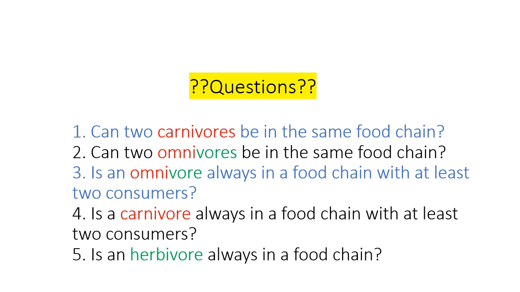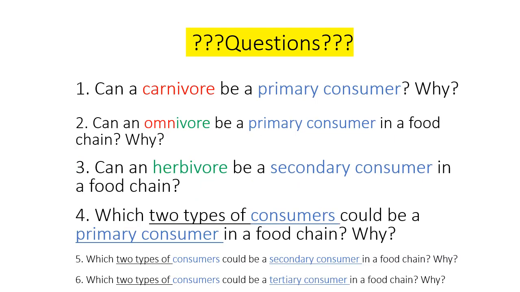Is an herbivore always in a food chain? Must an herbivore always be in a food chain? Can a carnivore be a primary consumer? Why? Can an omnivore be a primary consumer in a food chain? Why? Can an herbivore be a secondary consumer in a food chain?